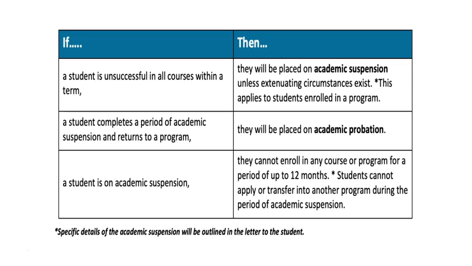If a student completes a period of academic suspension and returns to a program, then they will be placed on academic probation. If a student is on academic suspension, then they cannot enroll in any course or program for a period of up to 12 months. Students cannot apply or transfer into another program during the period of academic suspension.